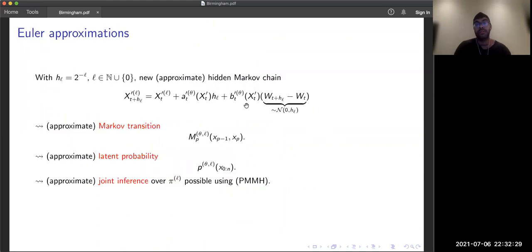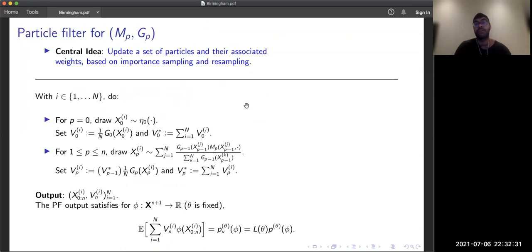And the most famous SMC method is the bootstrap particle filter. For anyone who is not familiar with it, it is a methodology aimed at computing the filtering distribution, and it does this by updating a set of particles and their associated weights based on importance sampling and resampling. If anyone is familiar with Kalman filtering or the ensemble Kalman filter, you can think of the ensemble Kalman filter as an equally weighted particle filter.